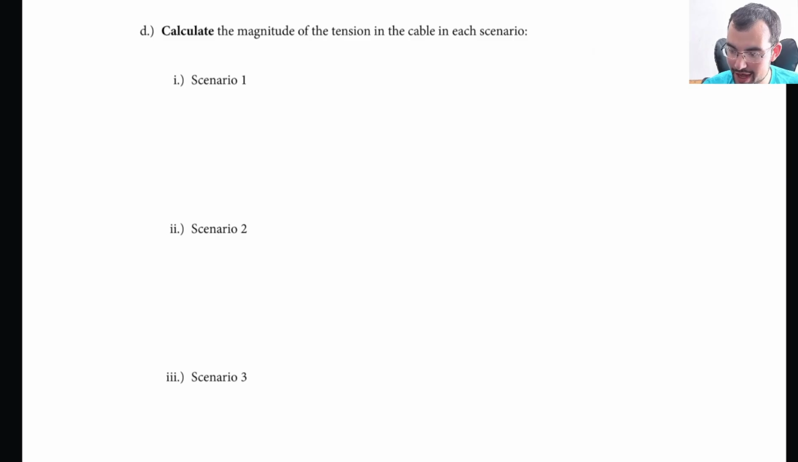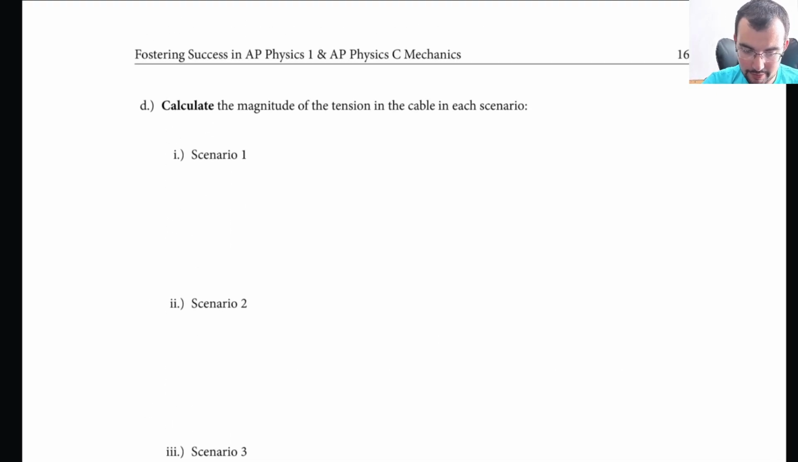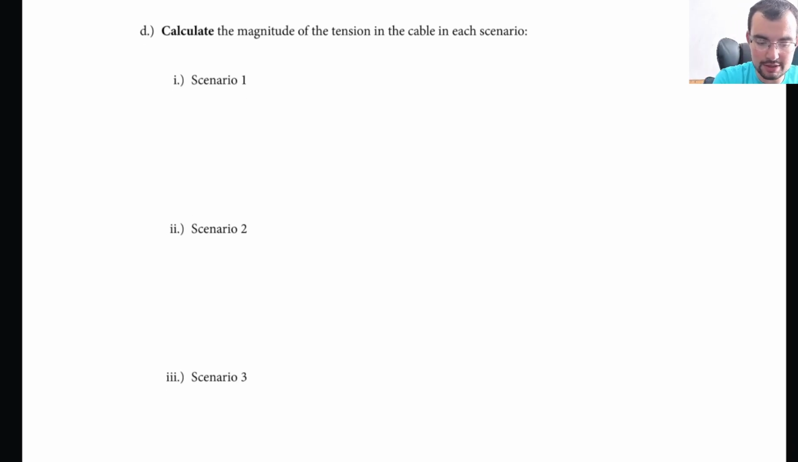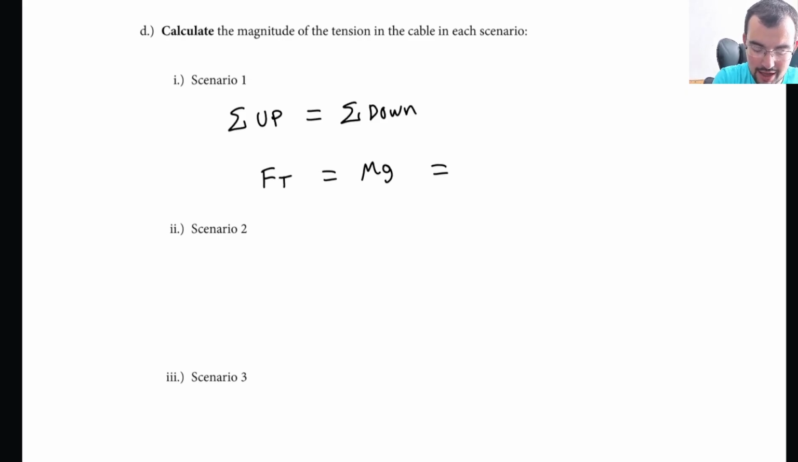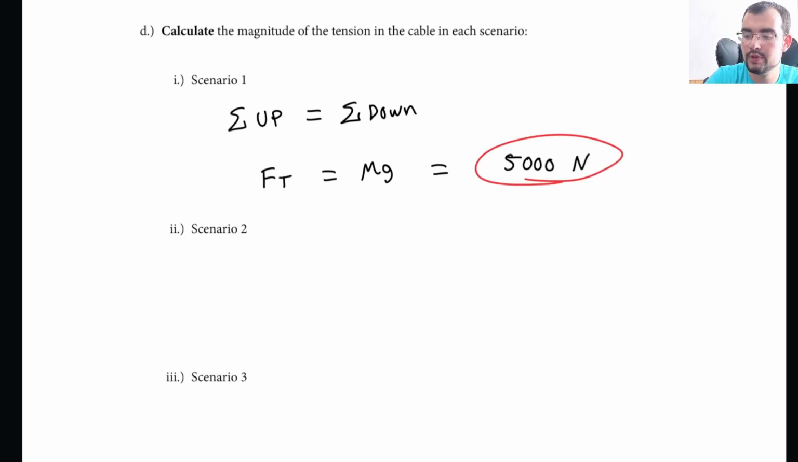All right, let's calculate the magnitude of the tension in the cable in each scenario, 1, 2, and 3. So scenario 1 is easy because this is the balanced one, right? The up forces equal the down forces. Tension up is equal to mg down. The mass of the elevator system was 500 kilograms times 10, 5,000 newtons. So this should be our middle value. All right, what about scenario 2?